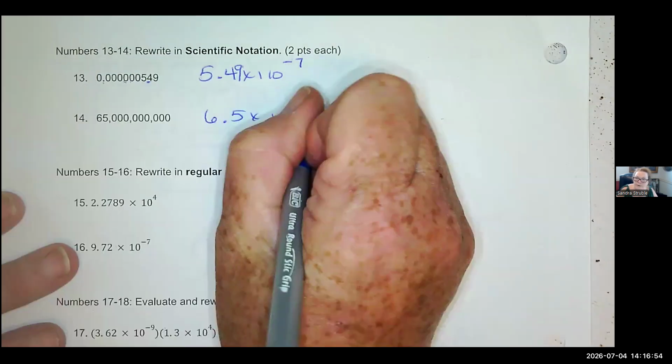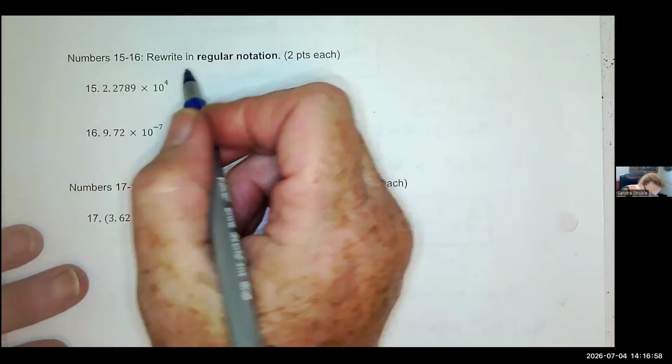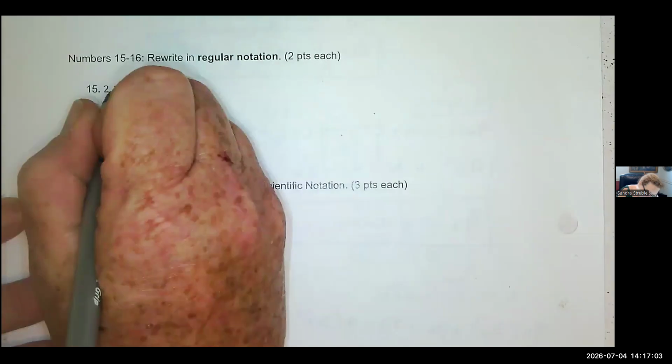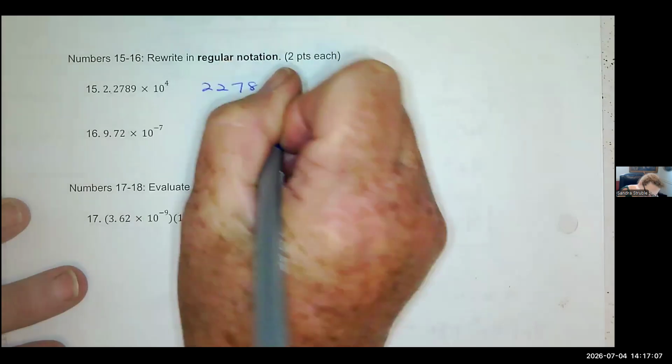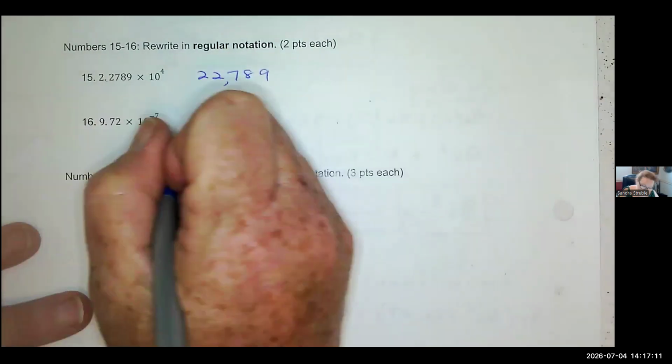All right, rewrite in regular notation. So 2.2789 times 10 to the fourth. You're just going to move your decimal to the right 4. So 22789, comma. And then 9.72 times 10 to the negative 7. We're going to move our decimal to the left 7 places.